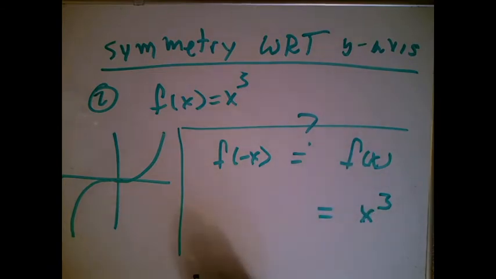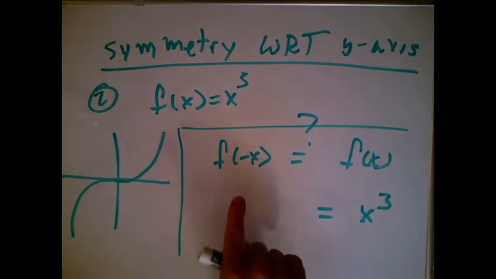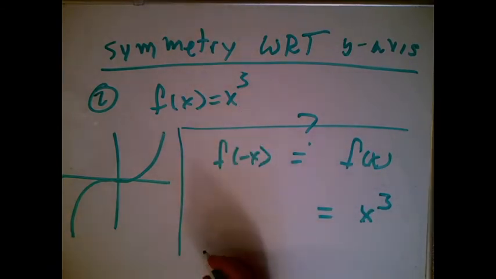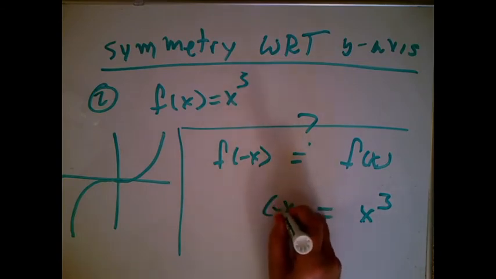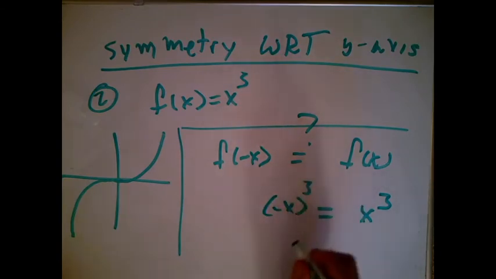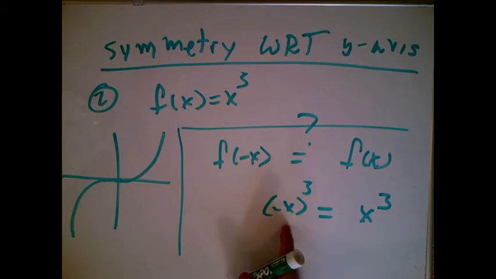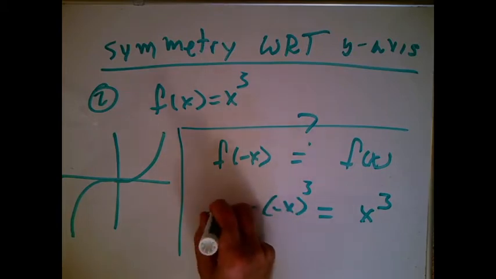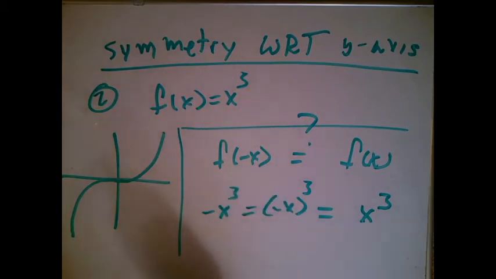F of minus x, okay, what does that tell me to do? It says take a minus x and put it in for an x. So I'm going to get minus x quantity cubed. Now here, this is minus x times minus x times minus x. Two of the minuses cancel each other, but there's still one left over. And so what I'm going to get is minus x cubed. These are not equal, which means it's not symmetric with respect to the y-axis.